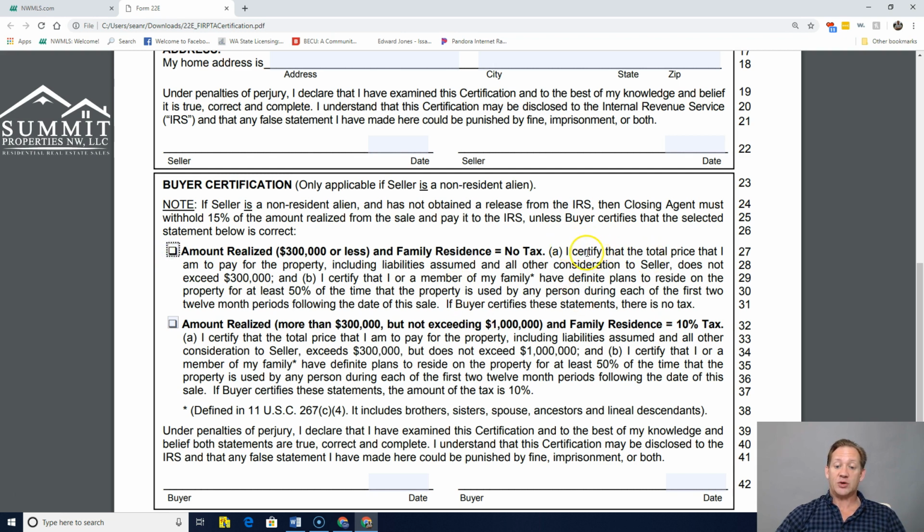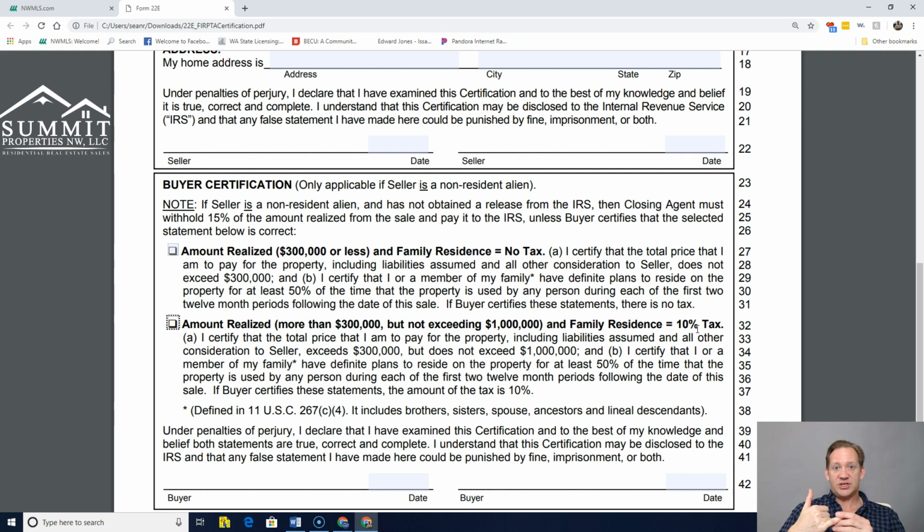So there is that option even if the seller is a foreign resident. And here is the criteria to meet this first box that you can check. And the second box is if the amount is more than $300,000 but not more than $1 million in proceeds from the sale, and it's also a family residence. So this is a secondary criteria that would equal 10% tax. So you've got three options on this form.